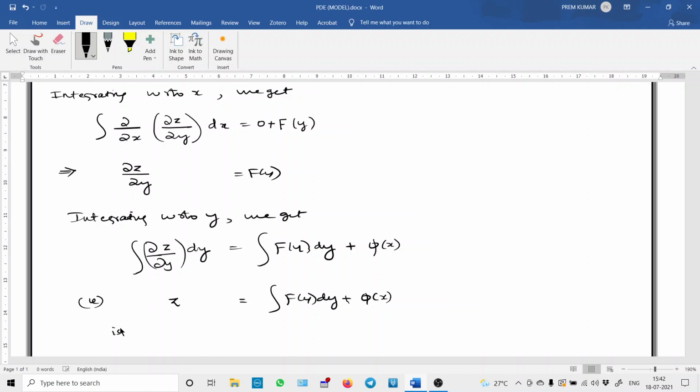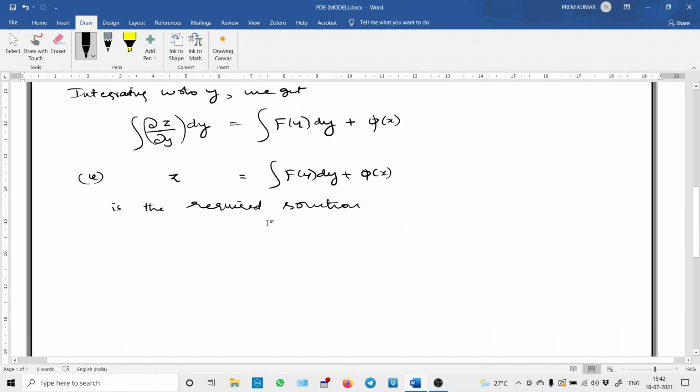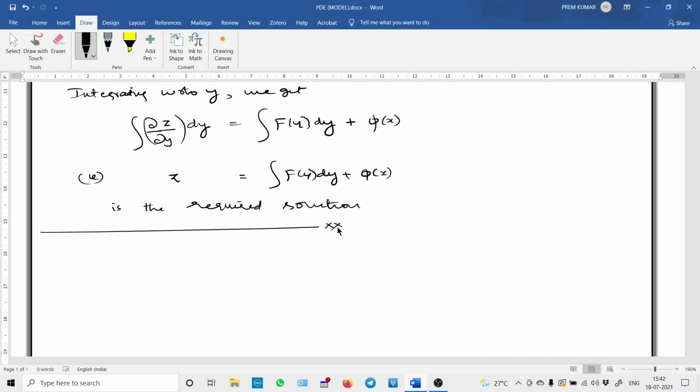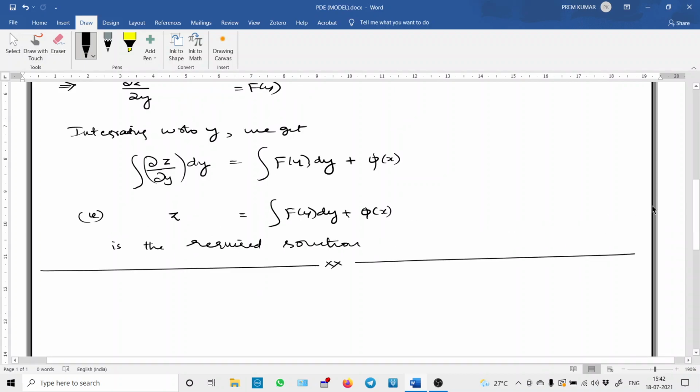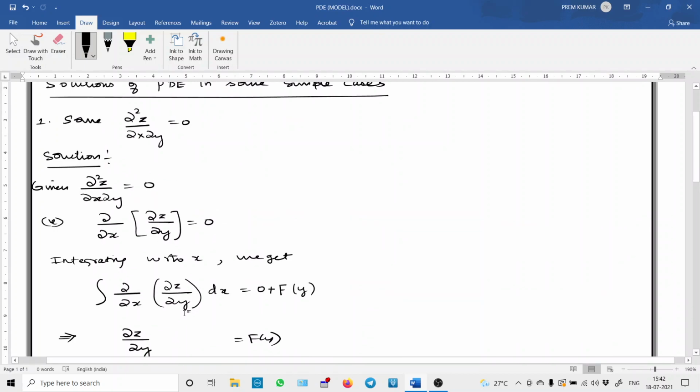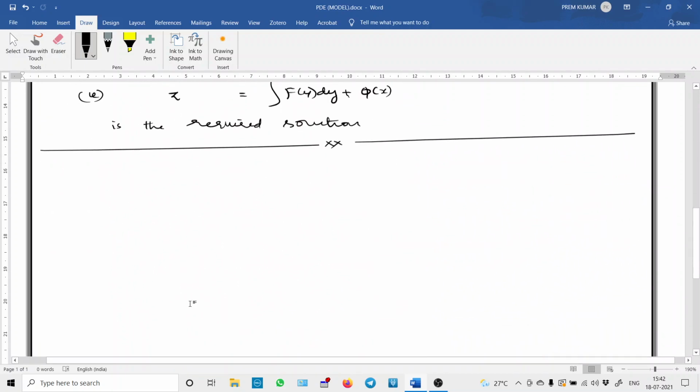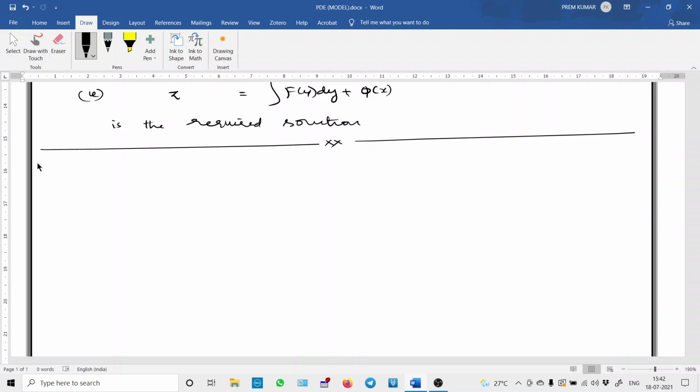This is the required solution. That's all. This f is some function and pi is also a function. Okay. So this is a simple PDE and its solution. This is how we get the solution. This is a very simple PDE, so we just do the integration and get the solution. And now the next problem. There are many problems given in this section.